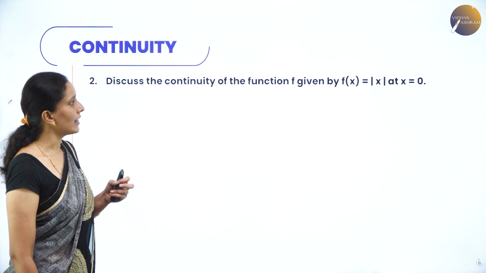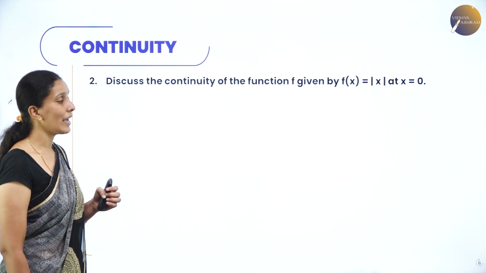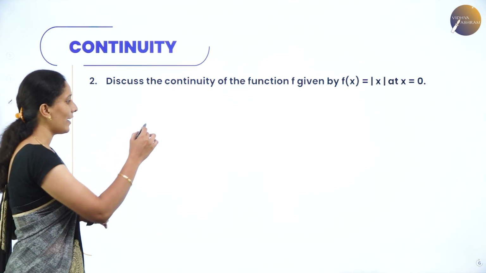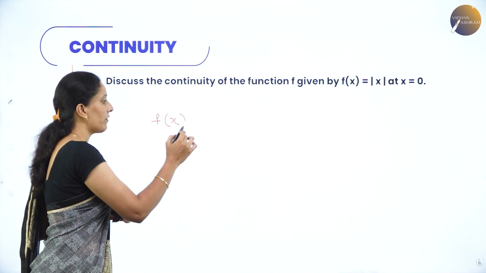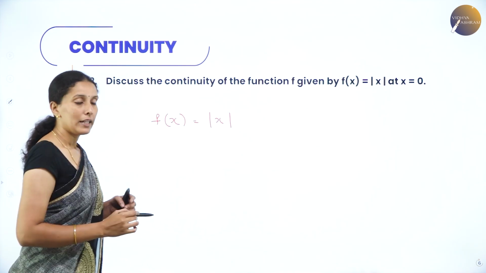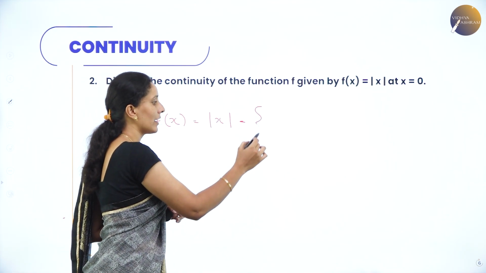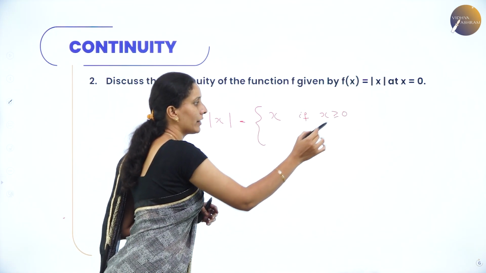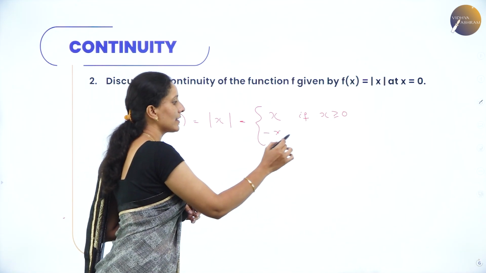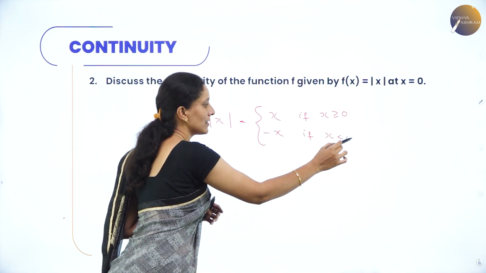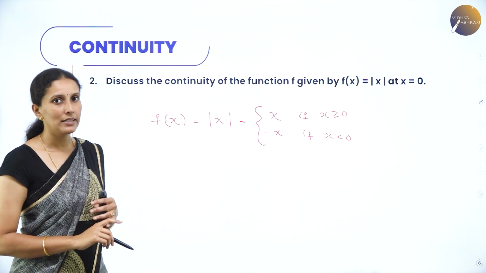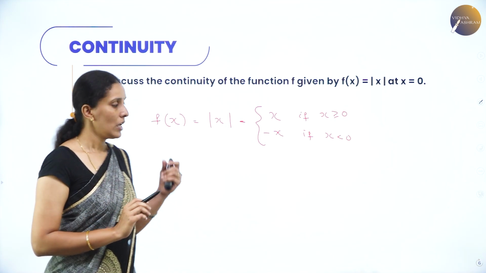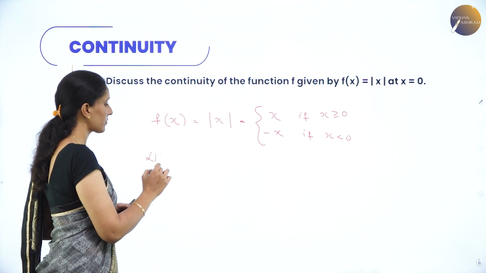Next, discuss the continuity of the function f given by f of x is equal to modulus x at x is equal to 0. What is the definition of the mod function? Whenever f of x is equal to modulus x, then it is defined as x for all x greater than or equal to 0 and minus x if x is less than 0. Whenever greater than or lesser than is defined, you should take the limits in the form of the left hand limit as well as the right hand limit. Now let us take the LHL.